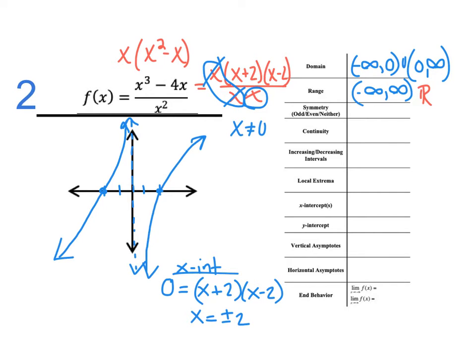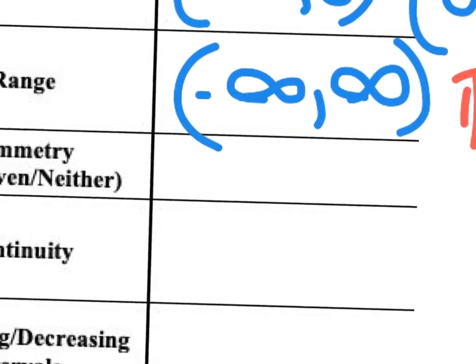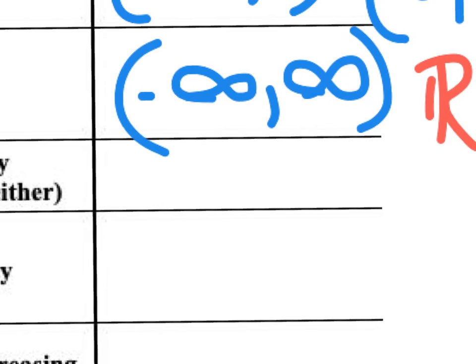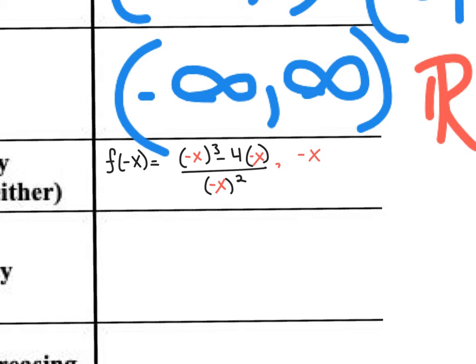Just looking at it, I definitely don't have even symmetry about the y-axis, but there may be rotational symmetry or odd symmetry about the origin. So I'm going to zoom in here to show this algebraic test. This is where I substitute negative x into my function. So everywhere there was an x, I'm going to plug in negative x, and then I'm going to simplify this. So this would produce negative x cubed plus 4x over x squared.